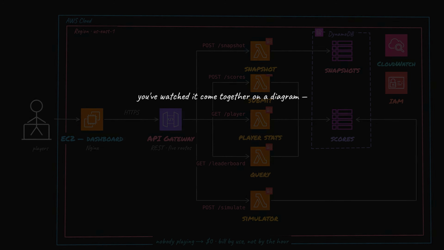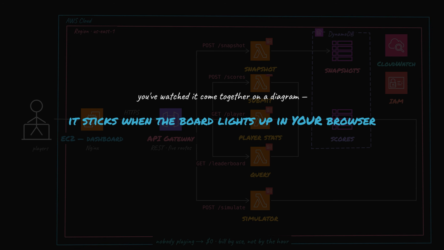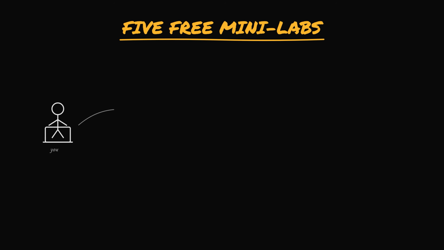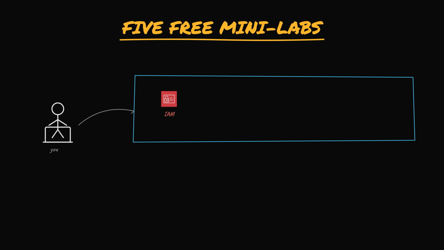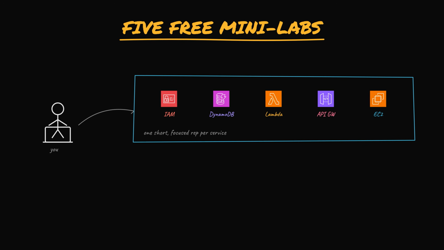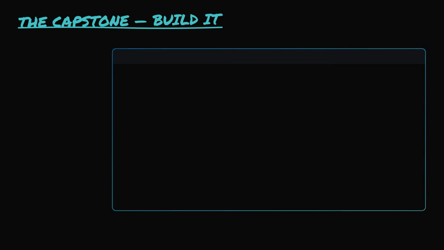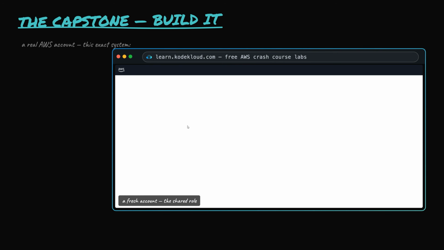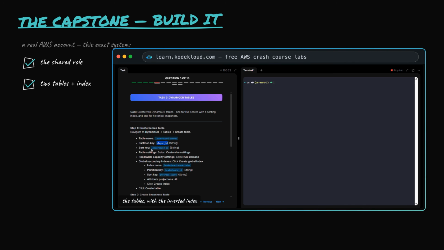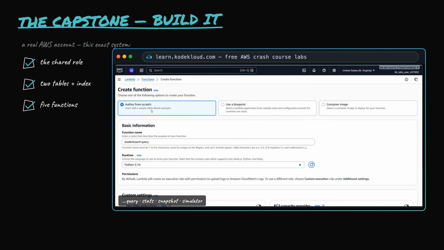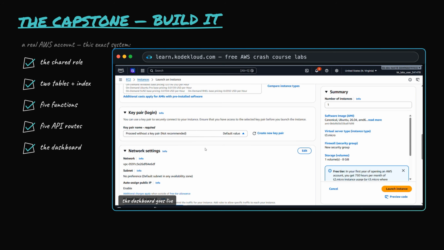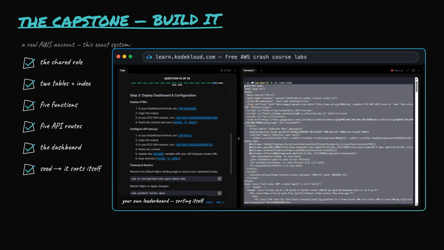You've watched it come together on a diagram, but this design really sticks the moment the board lights up in your own browser, running on your own build. So we made that free. 2 kinds of hands-on labs. First, 5 mini labs: IAM, DynamoDB, Lambda, API Gateway, and EC2. Each a short, focused rep on one service from this video. Then the capstone, a real AWS account where you build this exact system. The role, the 2 tables with the inverted index, all 5 functions, the 5 API routes, the dashboard. Then seed it and watch your own leaderboard sort itself.